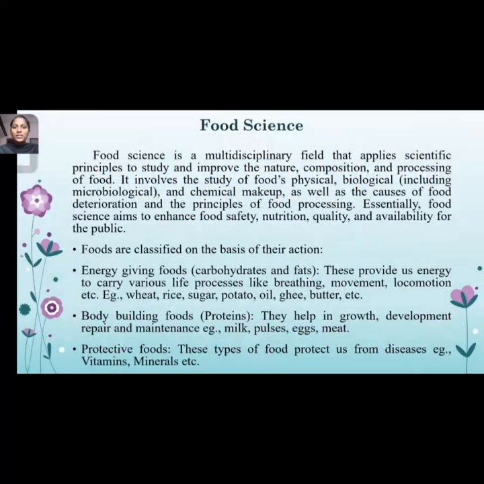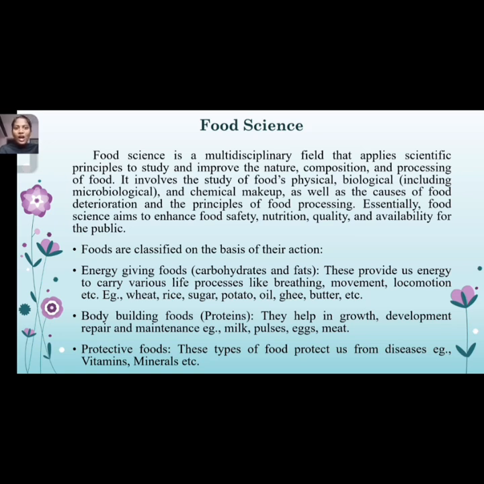Before entering into the session, I will explain what food is. Food is defined as anything solid or liquid which is swallowed, digested and assimilated in our body. So let us see food science. Food science is a multidisciplinary field concerned especially with the nature, composition and processing of food. It deals with the study of the physical, biological and chemical makeup of food, as well as the causes of food degradation and the principles of food processing. Essentially, food science aims to enhance food safety, nutrition quality and availability for the public.